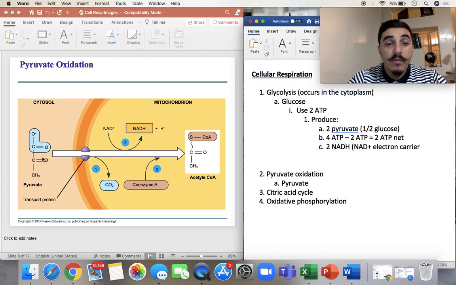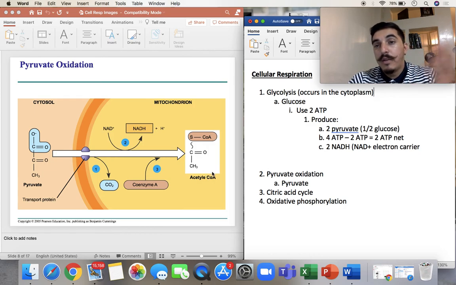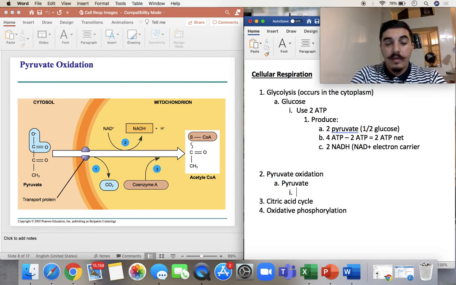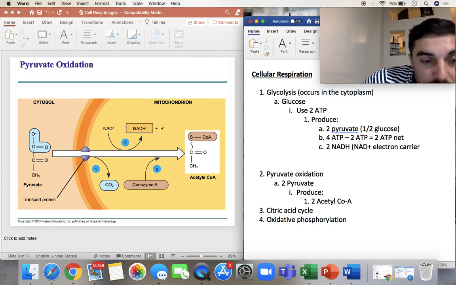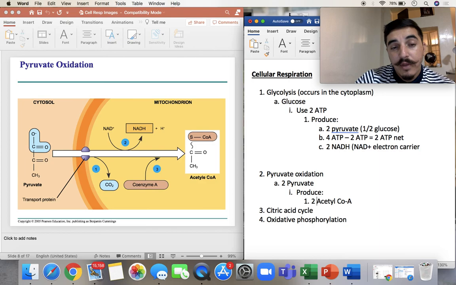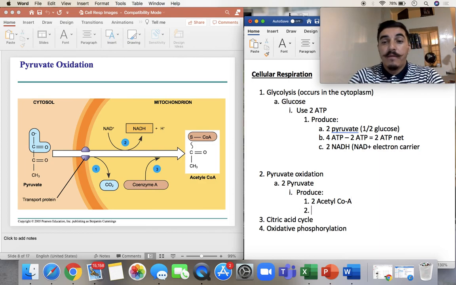Now, the pyruvate can't really enter the mitochondria. Remember how we have our proteins, our barriers that don't let everything through? So we have to break it down even more into acetyl-CoA, which is another fancy name, over here on the left. Then that can go in there, and we can continue doing what we need to do. So we start with two pyruvates, and that produces two acetyl-CoAs. We don't make energy in this step. We're really just breaking it down to get it through to the other place. We also have some electron carriers, two NADH.